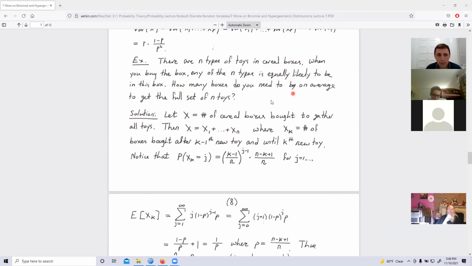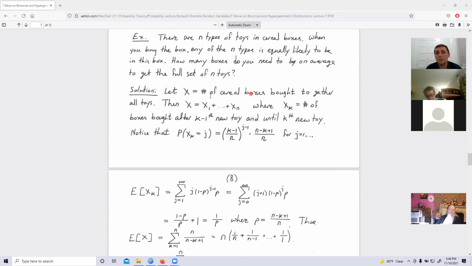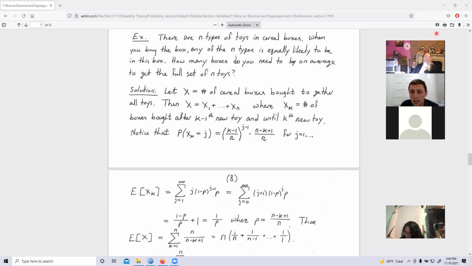So how can we solve this problem? Well, we can say X is the random variable of interest. It's the number of cereal boxes that we have to gather until all toy types are collected. And then what is X? X can be written as X1 plus X2 all the way to Xn, where X1 is the number of boxes you buy until you get the first new toy, right? X2 is the number of boxes you buy thereafter until you get the next new toy, and so on and so forth. Good?